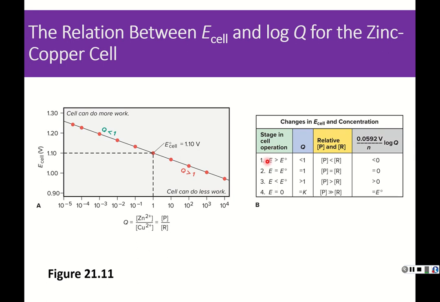The potential of the cell is greater than the standard reduction potential. That means the cell can do more work. Right? If Q is greater than 1, that means products are in greater concentration than reactants. And that means ultimately your potential at that particular stage is less than the standard cell potential, so your cell can do less work than at the standard conditions.